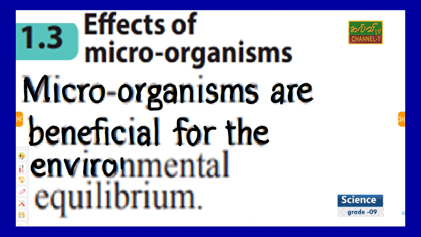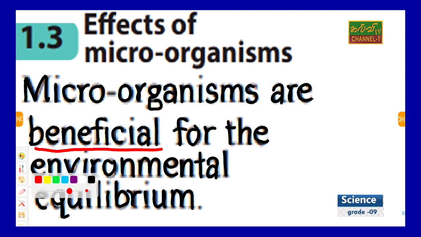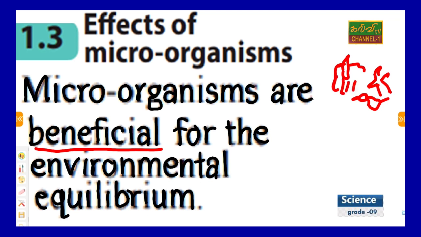Why do we consider the environment? Because our environment consists of plants, animals and microorganisms. These are the three living beings: plants, animals and microorganisms. But these microorganisms are beneficial for the environment. After the death of a plant, some animals, some birds, an elephant, small insects, sometimes snakes, these are the different kinds of animals.